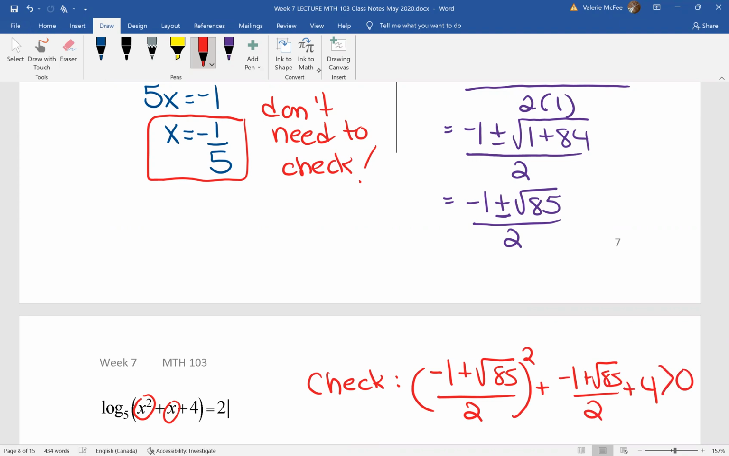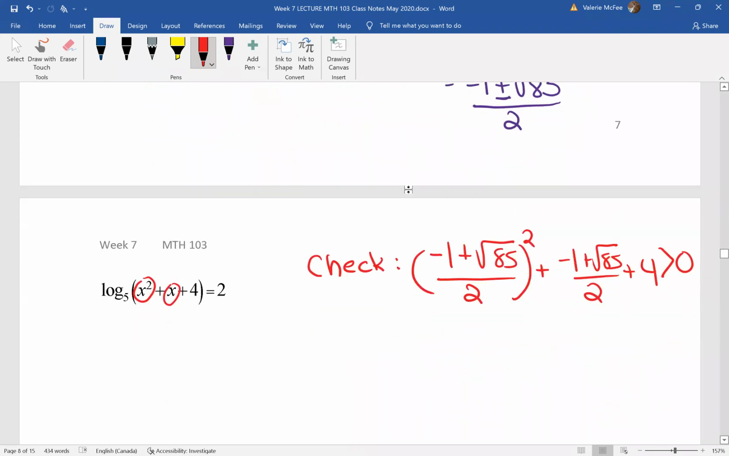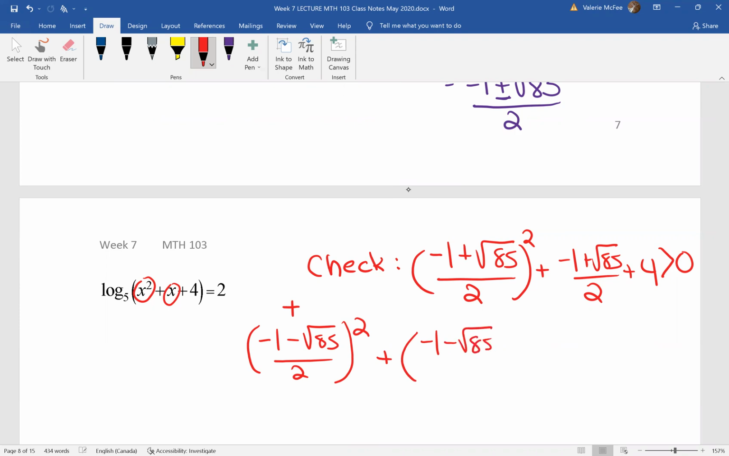The question is, what happens when I have -1 minus the root of 85? Well, first of all, I'm going to square it, so that makes it positive. And then I'm going to add -1 minus the root of 85 all over 2 plus 4. I need this to be greater than 0.